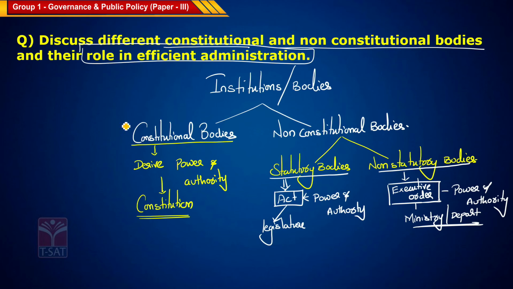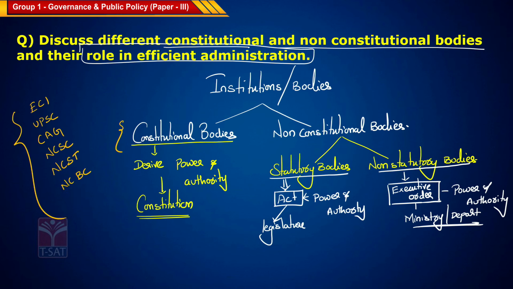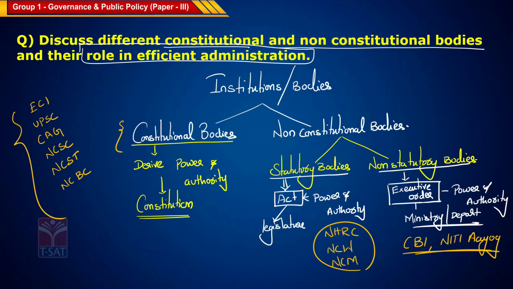Let us take some examples so it will be very clear. Sir, what are the examples of constitutional bodies? For example, the Election Commission of India, the Union Public Service Commission, the Comptroller and Auditor General of India, the National Commission for SCs, National Commission for STs, National Commission for BCs. All these are constitutional bodies. What are the statutory bodies, sir? National Human Rights Commission, National Commission for Women, National Commission for Men, etc. All these are statutory bodies. Then we have non-statutory bodies like CBI and Niti Aayog.